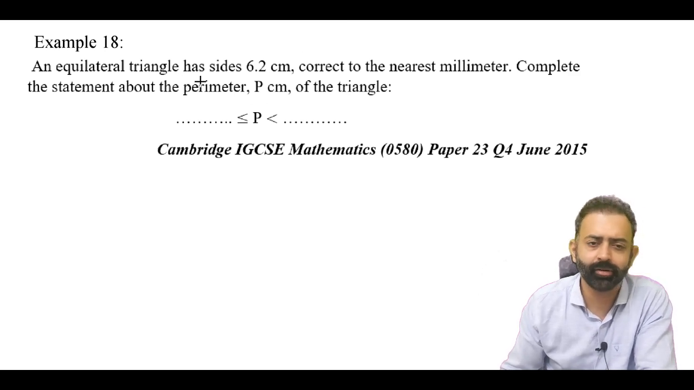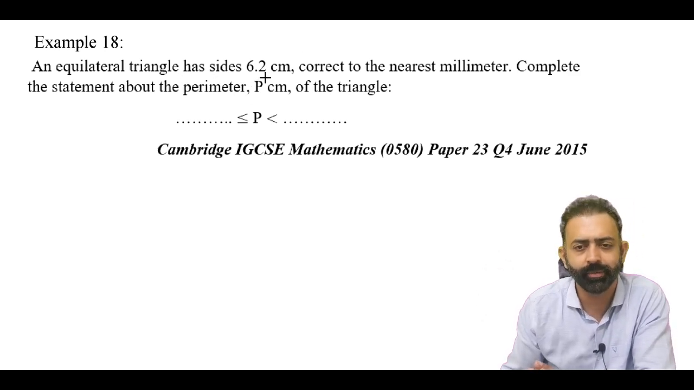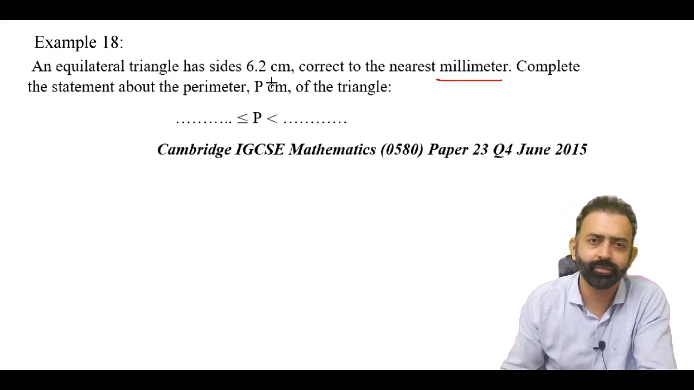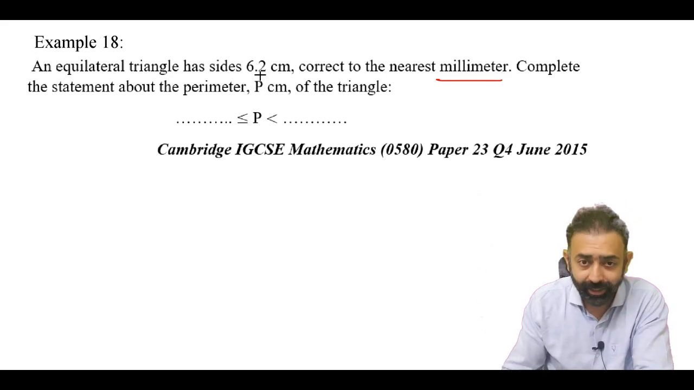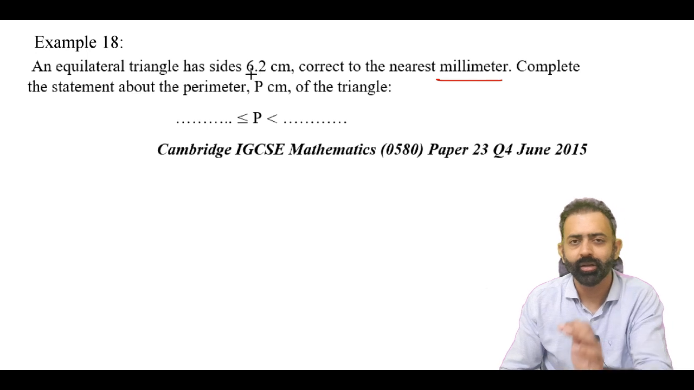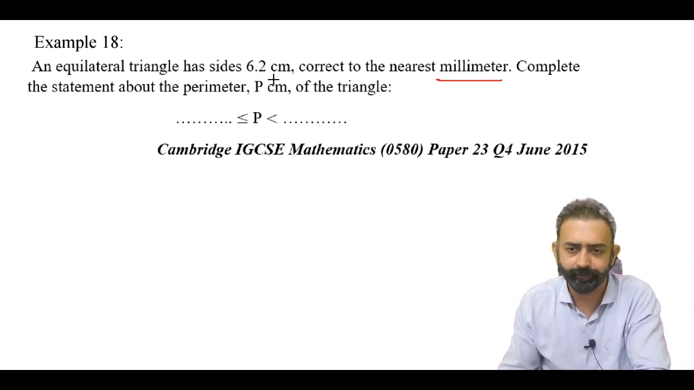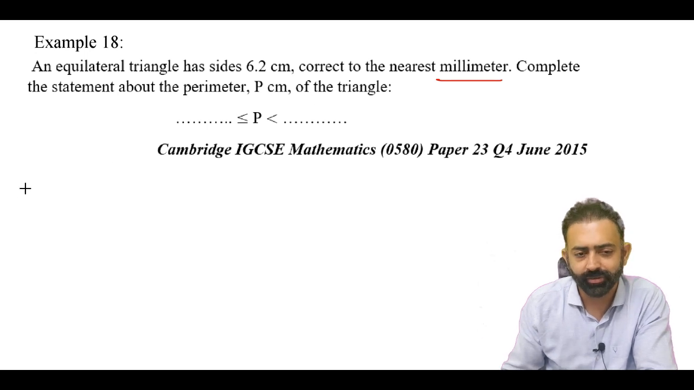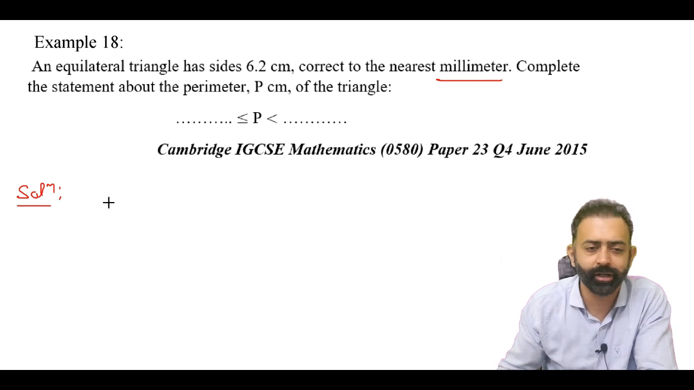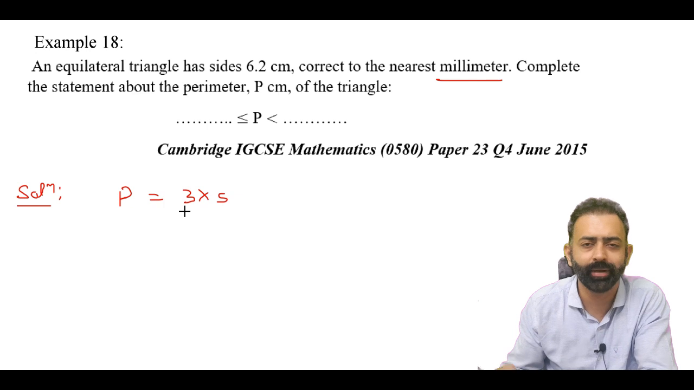It says an equilateral triangle has side 6.2 centimeters, correct to nearest millimeter this time, because we have 6.2 centimeters. So here we have millimeters, exactly 2 millimeters. Okay, rounded to millimeters, meaning. So complete the statement about the perimeter P of the triangle. As you know very well, equilateral triangle perimeter is given by thrice the side length denoted by S.